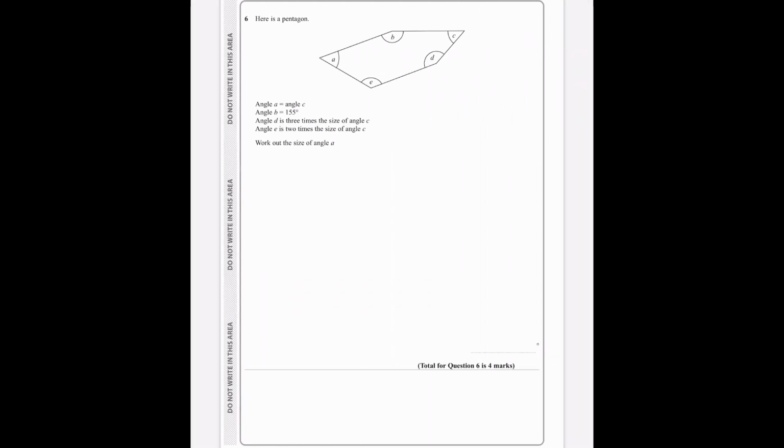All right, question number 6. So we're dealing with a polygon. We know that there are 5 sides in the polygon, so it's a pentagon. Sum of the interior angles of a pentagon will be 540 degrees. If you just know that, that's fine. If you need to calculate it by subtracting 2 from the number of sides and multiplying it by 180, or 3 times 180, that's fine.